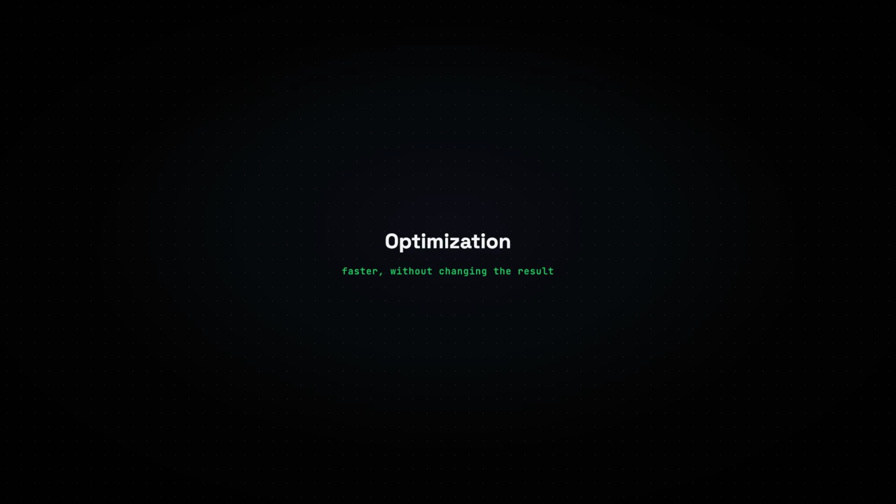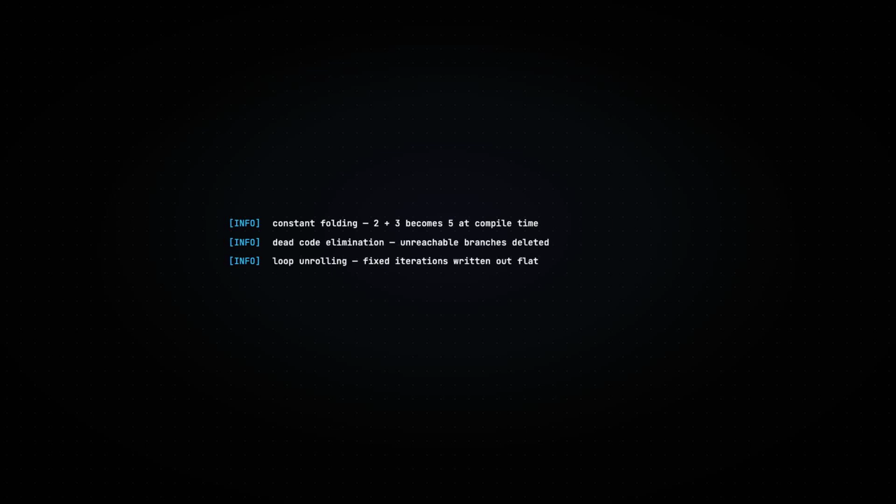The compiler looks for ways to make your code faster without changing what it produces. Constant folding is 1. If the compiler sees 2 + 3, it already knows the answer is 5. No reason to compute at runtime what's already known at compile time.